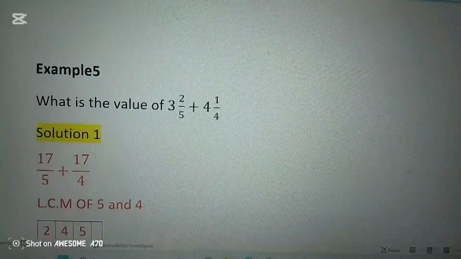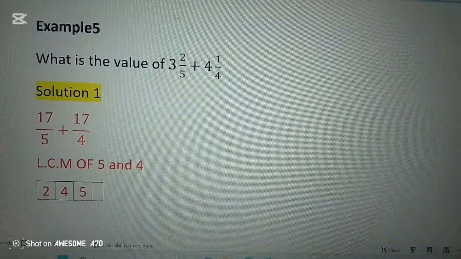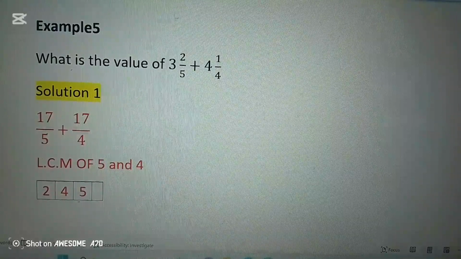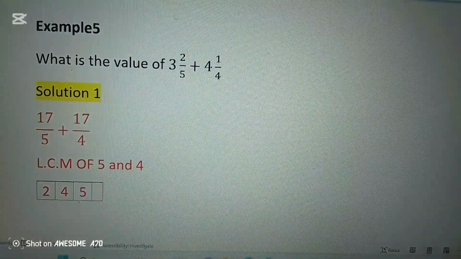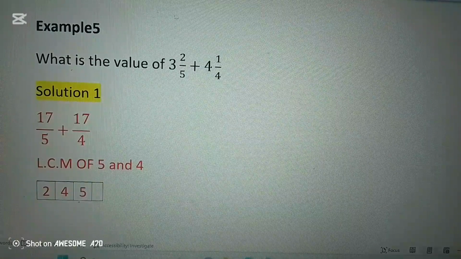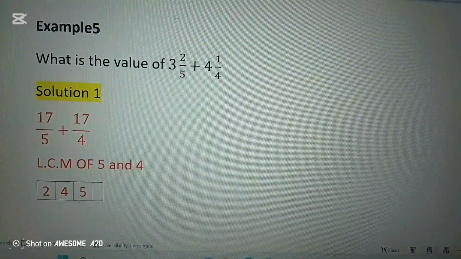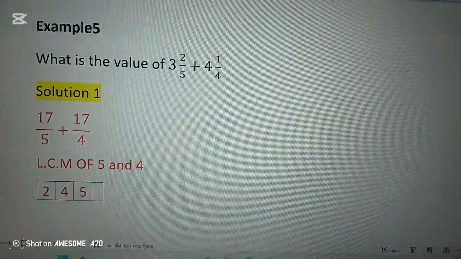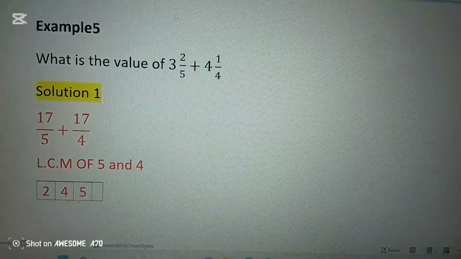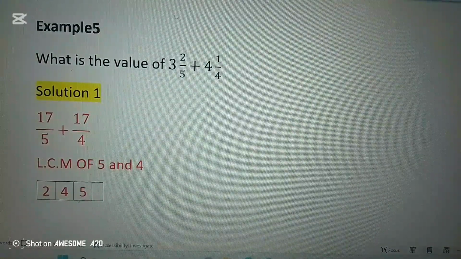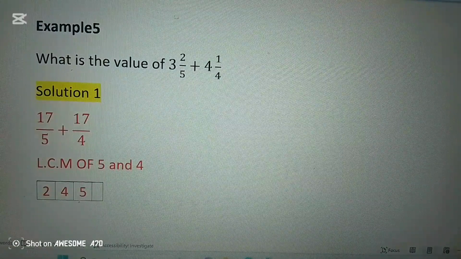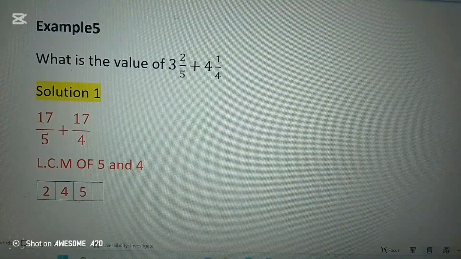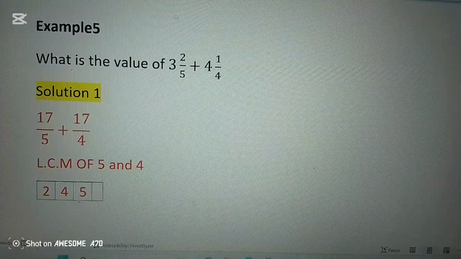Let's look at example 5. It states: what is the value of 3 whole number 2 over 5 plus 4 whole number 1 over 4? What is the value of 3 whole number 2 over 5 plus 4 whole number 1 over 4?